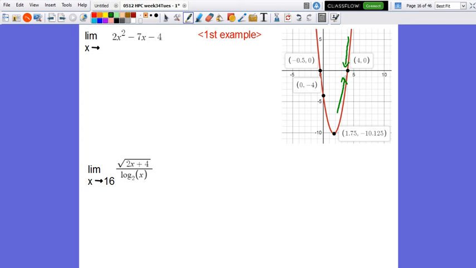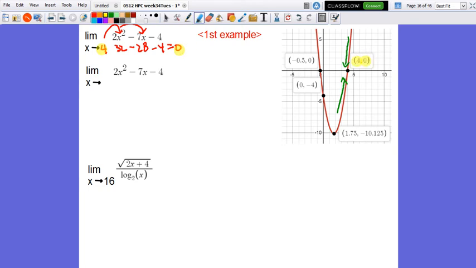So in this particular case, I can plug it in. I can plug in 4, right here and right here. 4 squared is 16 times 2, which is 32, minus 7 times 4 is 28, minus 4 gives you 0. So you can plug in 4 and you get 0, which matches here.